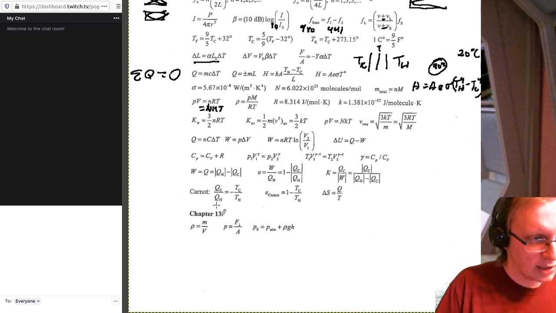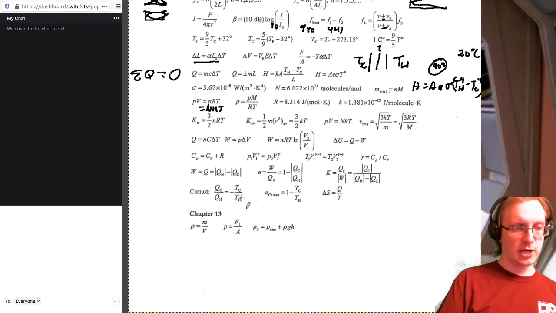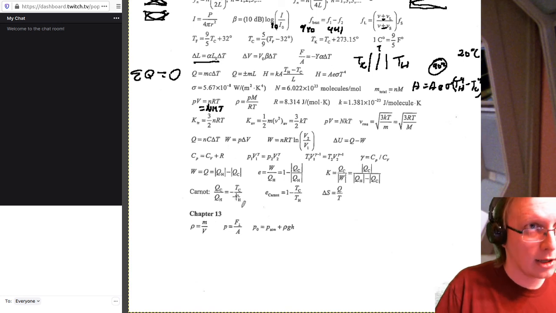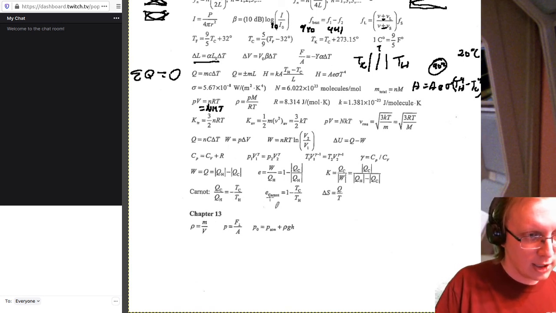I don't know why you bother using this for a Carnot engine. Carnot engines are the most efficient engines theoretically possible. Hurricanes make decent approximations of Carnot engines. And then this is the efficiency of a Carnot engine, given this particular fact here.